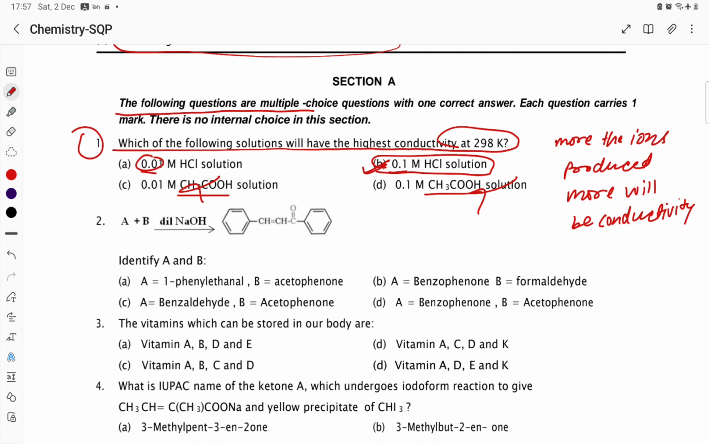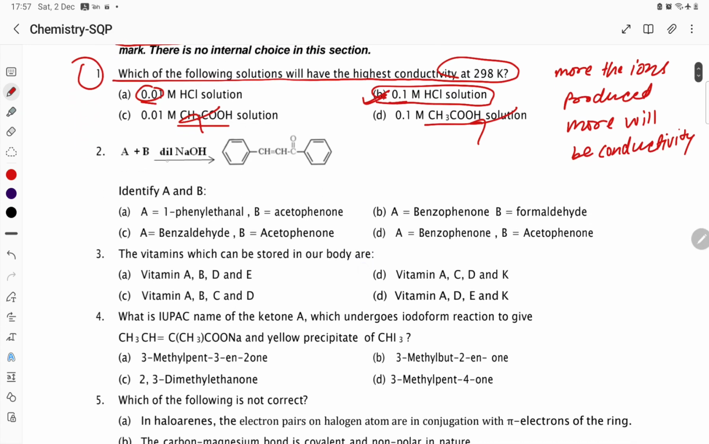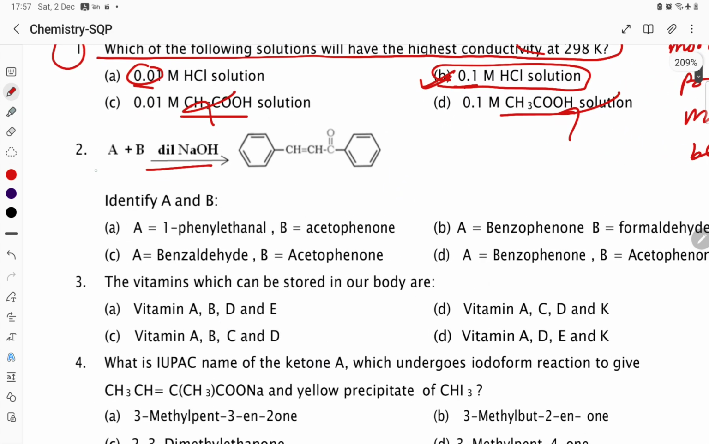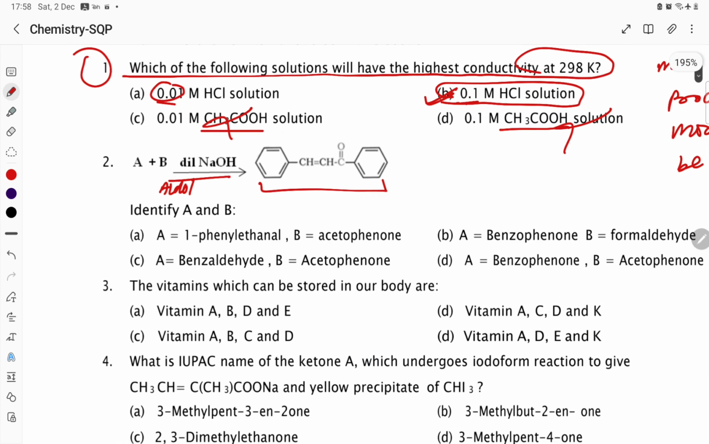Now let us see another one, student. A and B are there, with dilute NaOH, and what is happening, student, is aldol condensation, and we are getting this product. So A is phenyl ethanol, B is acetophenone. This is what the question is, student. How will you be able to decide? You are supposed to break this bond, student. You can break this one, because here a loss of water molecule has taken place.